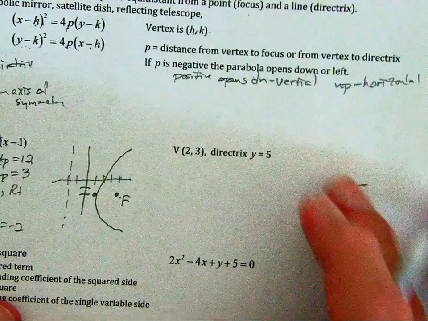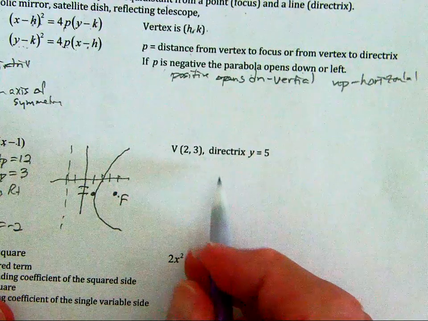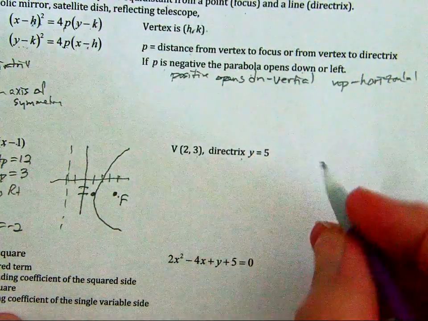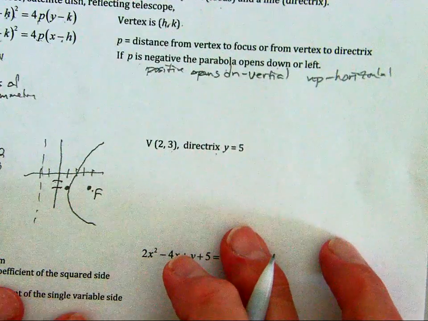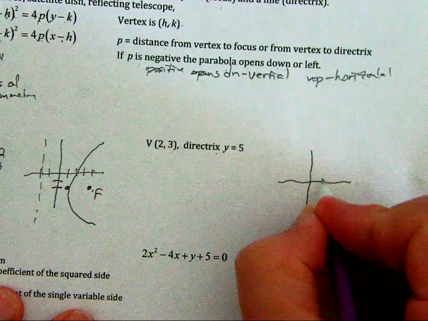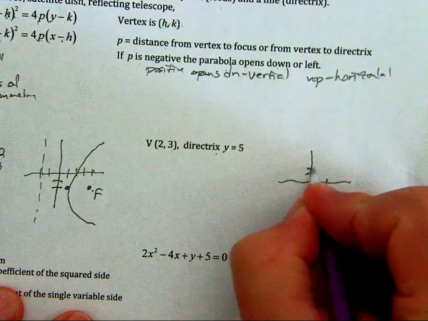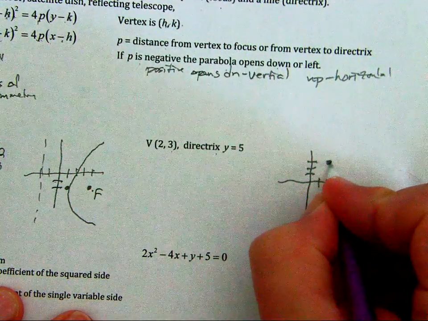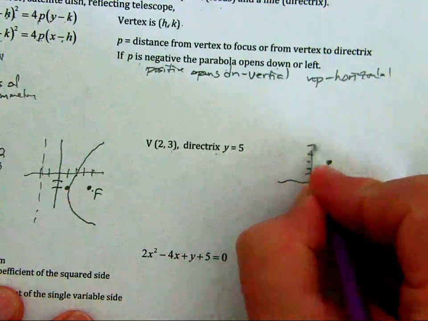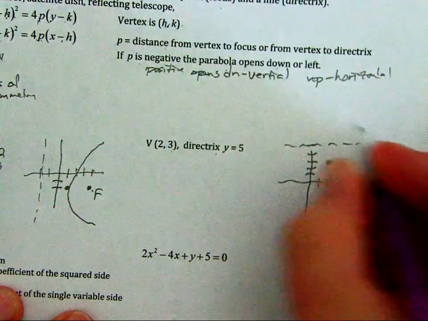Here we're doing the opposite. This one, they give us the vertex, they give us the directrix, and we need to find the equation. The first thing I would recommend is draw a picture of that. So if we do our graph here, our vertex is at (2, 3). Our directrix is y equals 5, so 1, 2, 3, 4, 5. So here's our directrix right here.